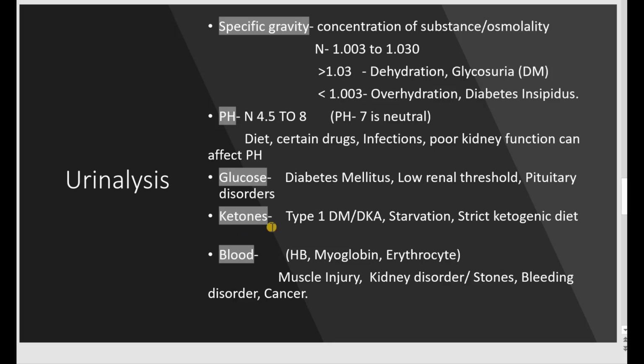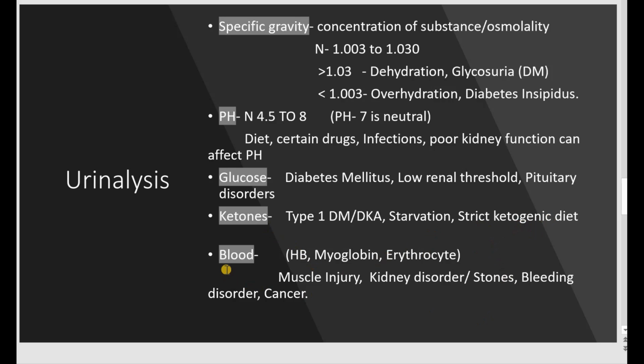So if ketones are present, first rule out diabetes mellitus or DKA, diabetic ketoacidosis. Another cause is prolonged starvation: starving for a long time, no carbohydrate intake. As a result, again, fat is used for energy, and ketones are produced as a byproduct. Another cause can be a strict ketogenic diet.